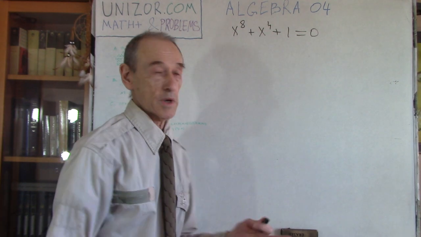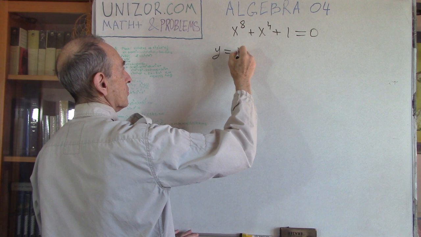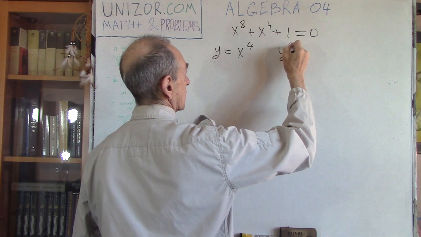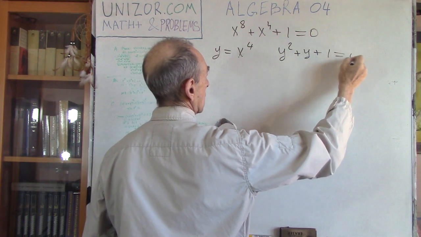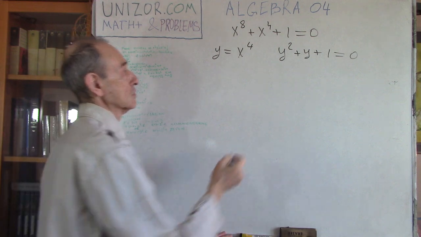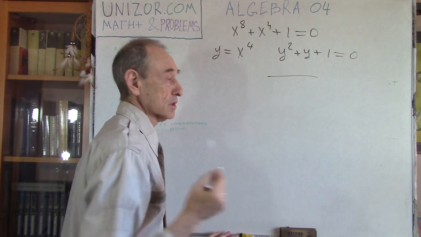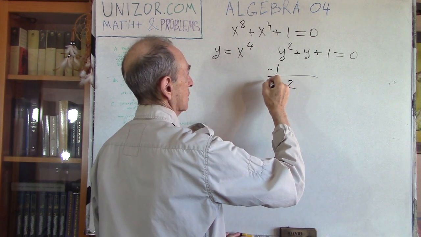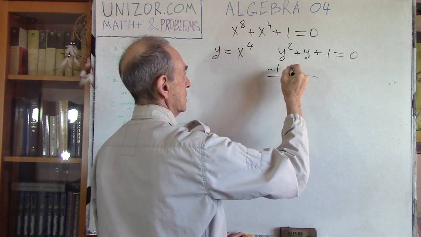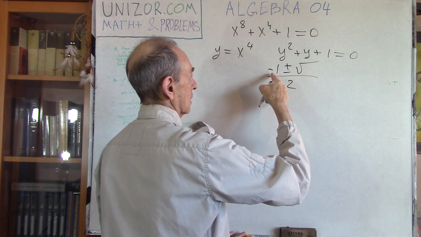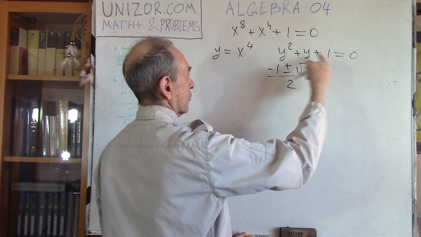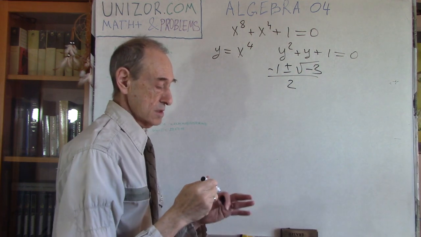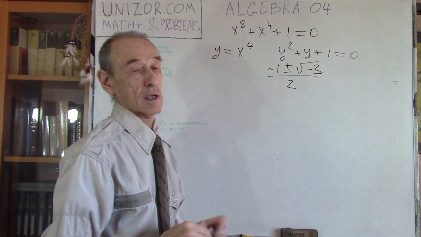Well, the first and obvious way is to introduce another variable y, and relative to this variable you have basically a quadratic expression. Now, you solve this quadratic equation. I still remember the formula for roots of a quadratic equation: minus b plus minus the square root of b squared minus 4ac, which is 1 minus 4, so it's minus 3. As you see, both roots are complex.